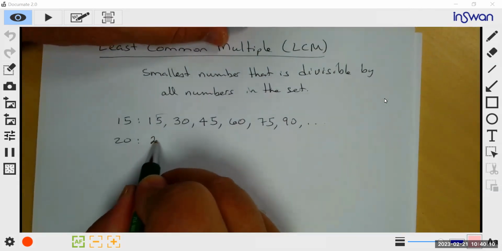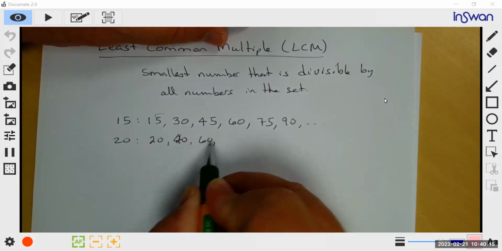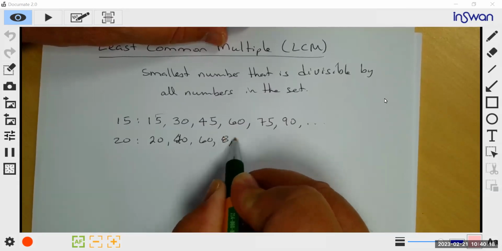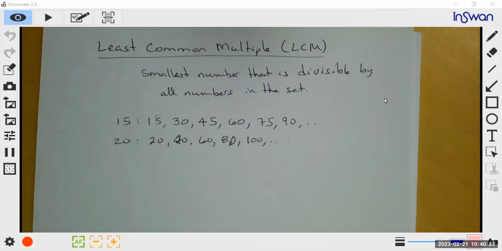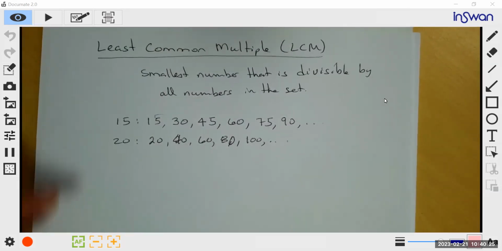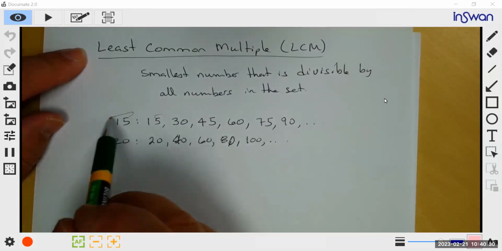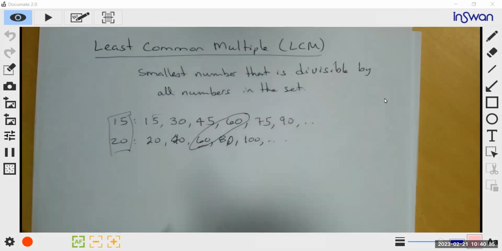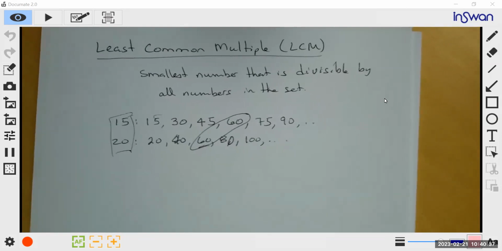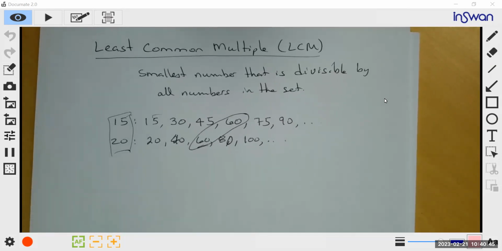Do the same thing. 20 times 1 is 20. 20 times 2 is 40. 20 times 3 is 60. 20 times 4 is 80. And so on and so forth. So what's the least common multiple? What's the smallest number that these two numbers both fit into? Very good, 60. I know y'all have seen this before, but this is how it works. It's the smallest number that every number in that list fits into.